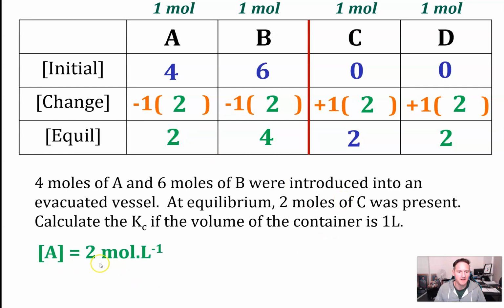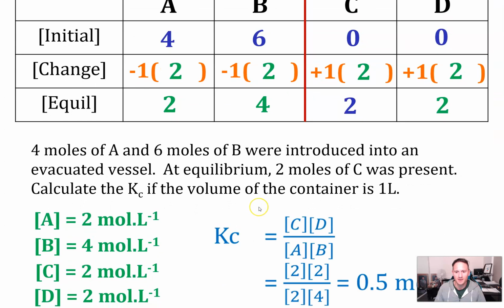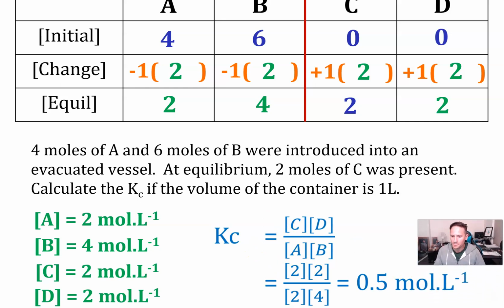So the concentration of A at equilibrium is 2 moles per litre. The concentration of B at equilibrium is 4 moles per litre. Concentration of C is 2 moles per litre, and the concentration of D is 2 moles per litre. So that's how we use an ice table. Then we can work out the Kc value, because now we have all of those concentrations. So plug and play, Kc, put that in your calculator, you end up with 0.5 moles per litre.